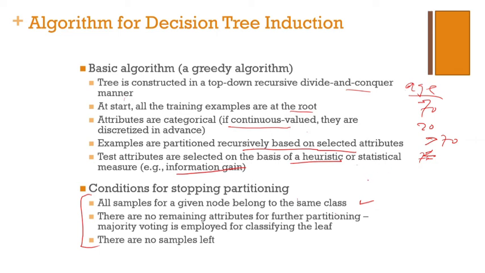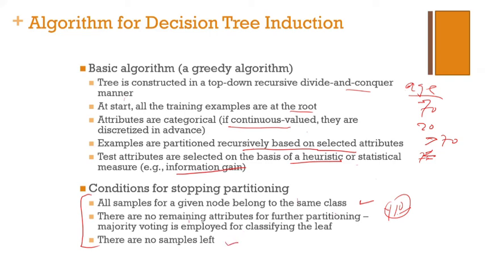So when you don't have any other attribute to use, then you have to take a decision. See? The attributes got finished. However, in one of the nodes, we still have samples that are either yes or no. So in that case, we have to categorize them based on majority voting. Or another way is there are no more samples left.